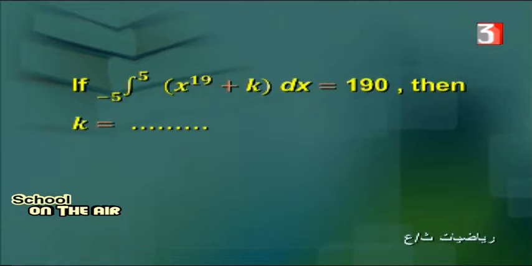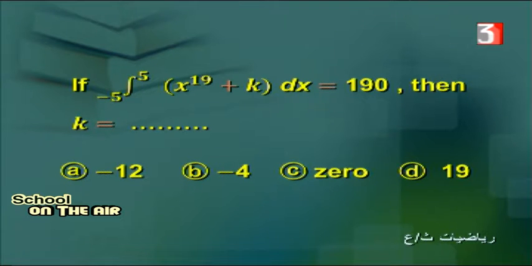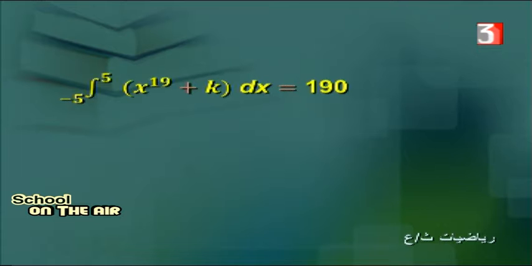If the definite integral of x power 19 plus k dx from negative 5 to 5 equals 190, then the value of k equals: negative 12, negative 4, 0, or 19. The definite integral of x power 19 plus k dx from negative 5 to 5 equals 190.